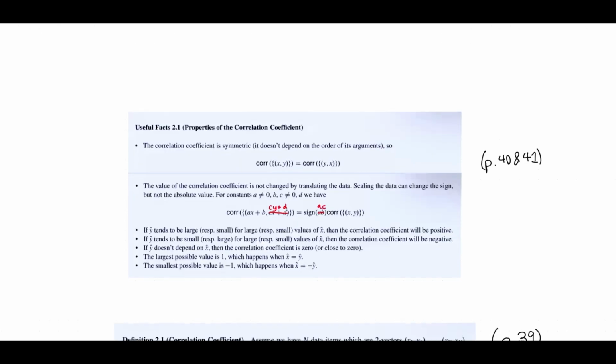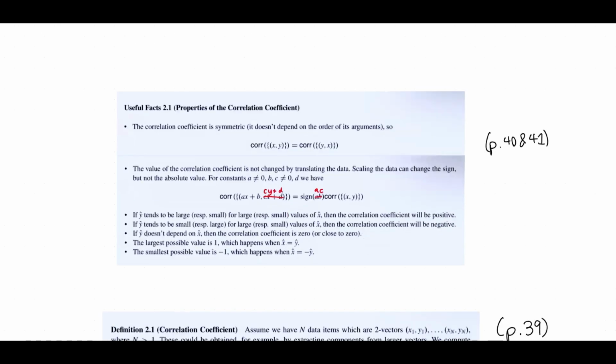So our first one is that it is symmetric. So the order of its arguments do not matter. So the correlation coefficient of x and y is the same as the correlation coefficient of y and x. Our second property is that the value of the correlation coefficient doesn't change if we translate the data. Scaling the data may change the correlation coefficient, but it will only change the sign and not the absolute value.